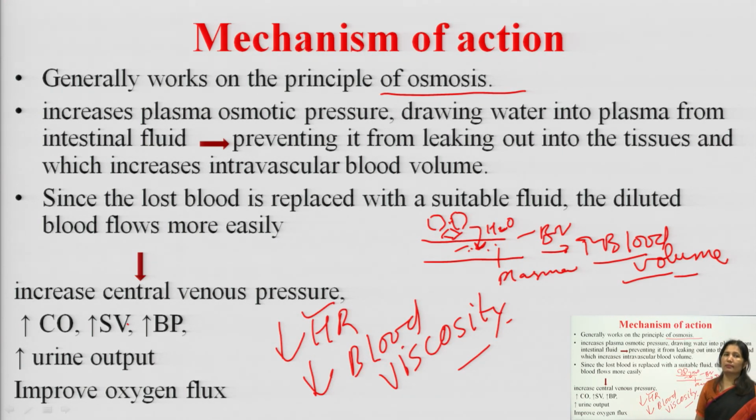Plasma volume expanders basically work on the principle of osmosis. They draw water from the interstitial fluid into the plasma by increasing the osmotic pressure, and thus inside the blood vessel they increase the blood volume. Because of the increase in blood volume, there is an increase in blood pressure. Because of the increase in blood pressure, tissue reperfusion will improve, oxygenation of tissue will improve, and thus they will increase the cardiac output and urine output.